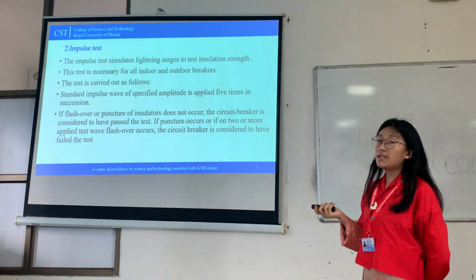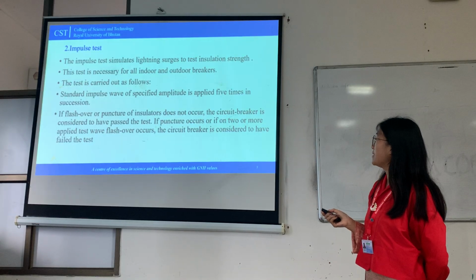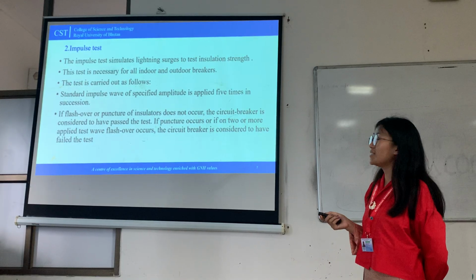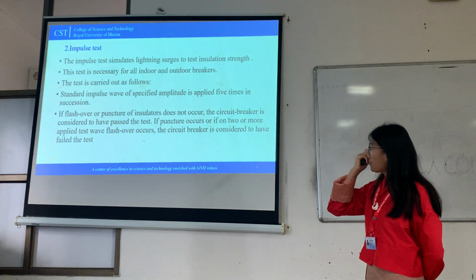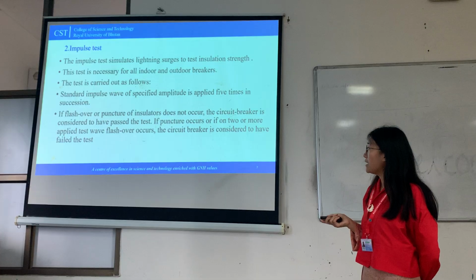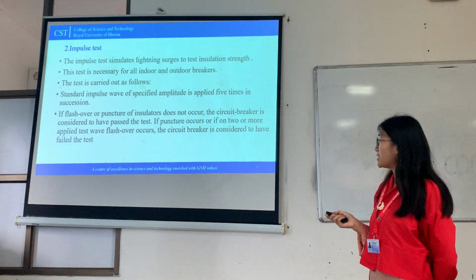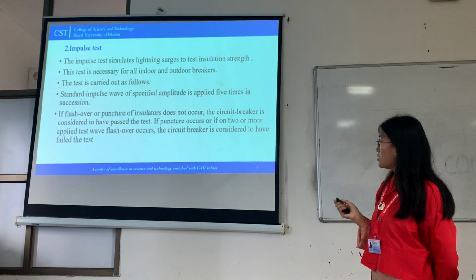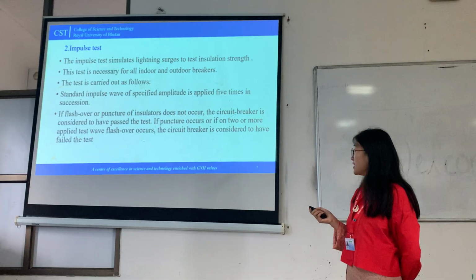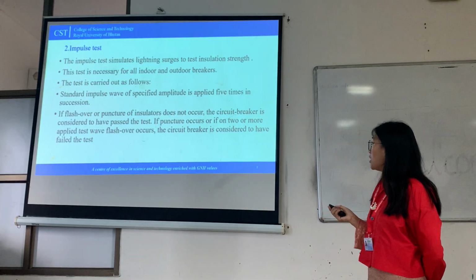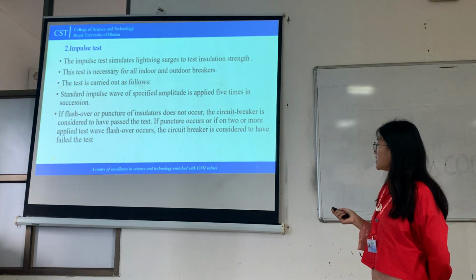Impulse test. The impulse test is done to simulate likely surges to test insulation strength, and this test is necessary for all indoor and outdoor breakers. For this test, an impulse wave of specified amplitude is applied 5 times in succession. If flashover or puncture of insulation does not occur, the circuit breaker is considered to have passed the test. If puncture occurs, or if 2 or more applied tests have flashover, then the circuit breaker is considered to have failed.